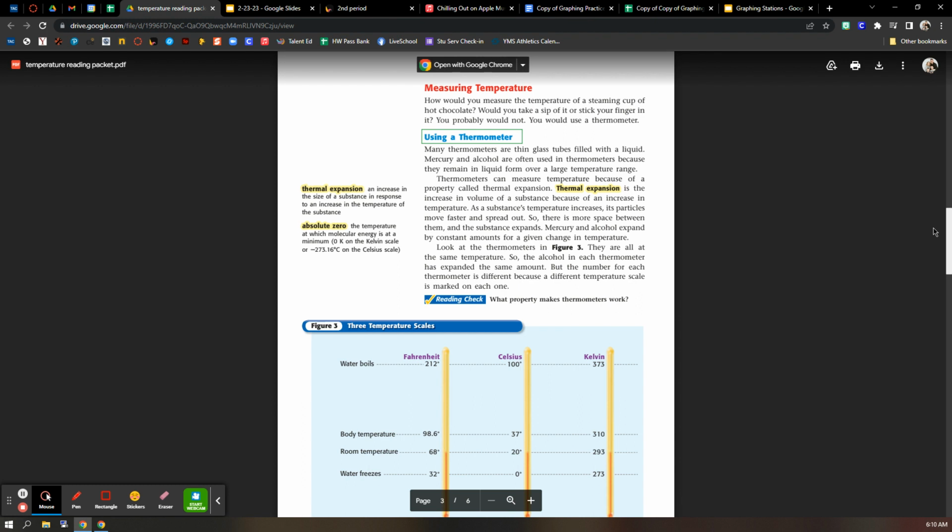Look at the thermometers in figure 3. They are all at the same temperature. So the alcohol in each thermometer has expanded the same amount. But the number for each thermometer is different because a different temperature scale is marked on each one.